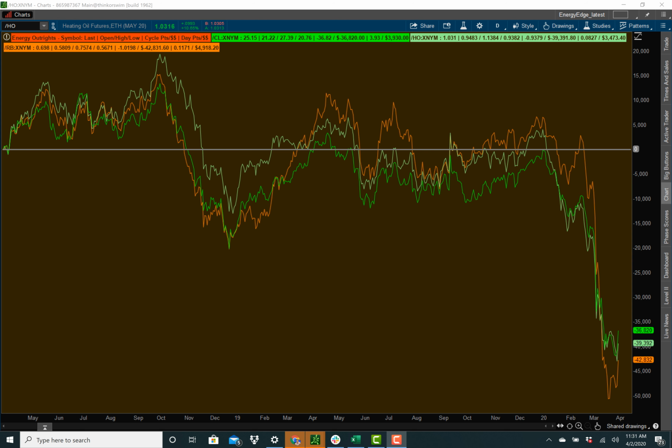But what I want you to notice is, going back here, the orange line, RBOB gasoline, is inexpensive relative to heating oil. But look how that changes. RBOB rallies, and now it's expensive relative to heating oil. Here it's expensive relative to heating oil. But recently, it's flipped again.